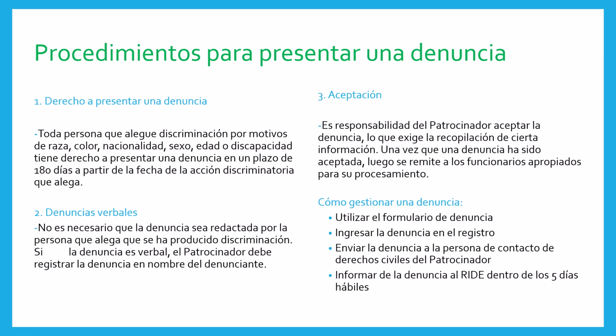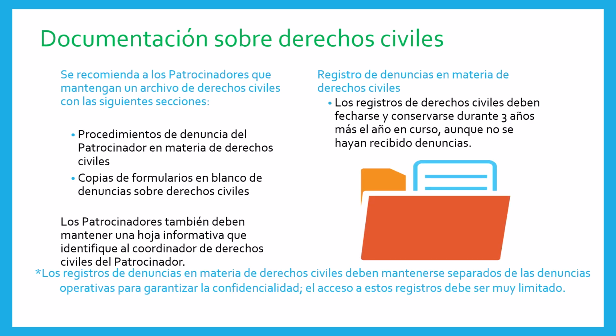So you will need to have a developed complaint form or access the USDA complaint form in order to formally record a complaint. Once recorded, you will enter any complaints into your complaint log and refer the complainant to whoever is your designated civil rights contact person within your organization. And then you will report the complaint to RIDE within 5 working days of receipt. Remember too that these complaints can not only be verbal, but they can also be anonymous. So if a person elects not to share their name, they can do that, but you should still record and forward the complaint with as much detail as you are able to get. In terms of documentation, you are encouraged to maintain a civil rights file that will contain both your procedures for filing a civil rights complaint, as well as blank copies of your civil rights complaint form.